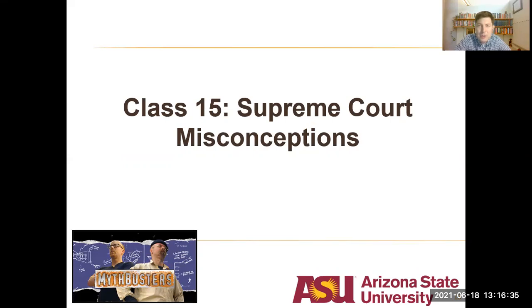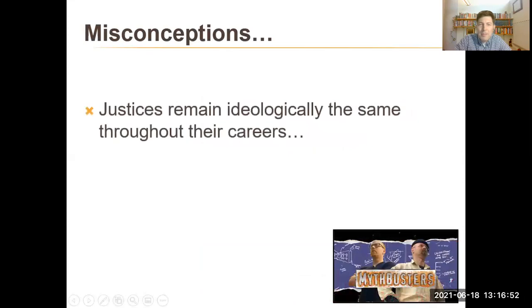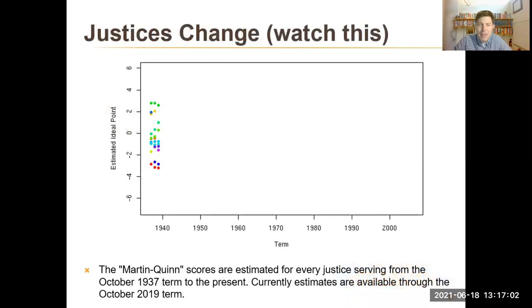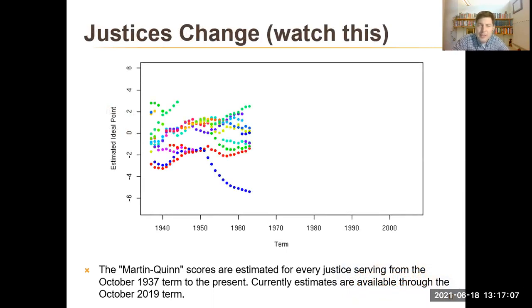Many people tend to assume that justices, once conservative or liberal, always remain that way, and that decisions are entirely determined by a justice's ideology or partisanship. But that is not necessarily the case. The first misperception is that justices remain ideologically the same throughout their career, but empirical evidence shows that this is actually not the case.